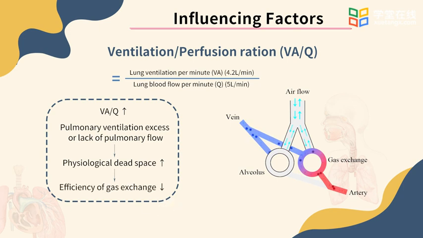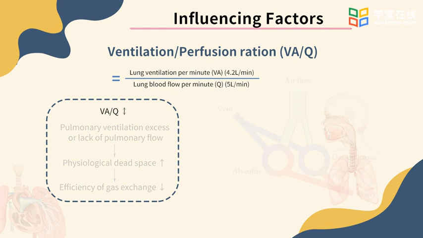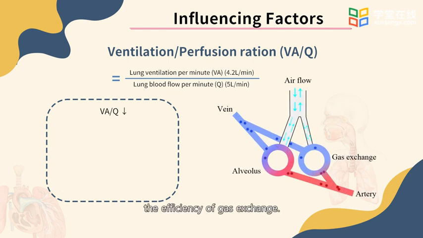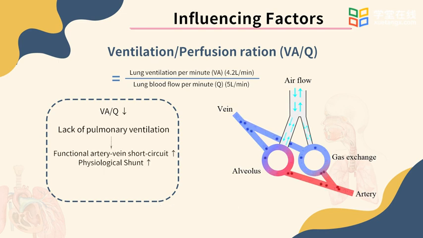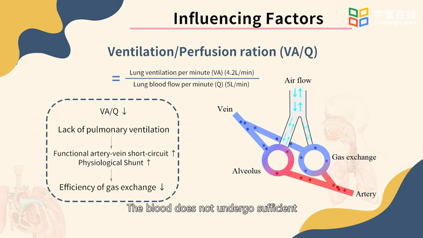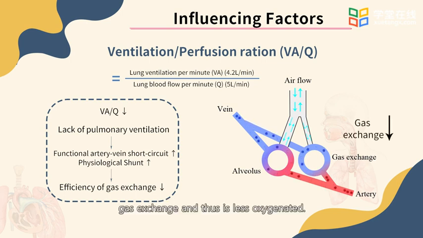An increased ratio indicates excess pulmonary ventilation or reduced pulmonary flow, resulting in the increased physiological dead space. So efficiency of gas exchange is decreased. How about the decreased ratio? It also decreases the efficiency of gas exchange. It is caused by the lowered pulmonary ventilation, resulting in functional artery vein short circuit. The blood does not undergo sufficient gas exchange and thus is less oxygenated.